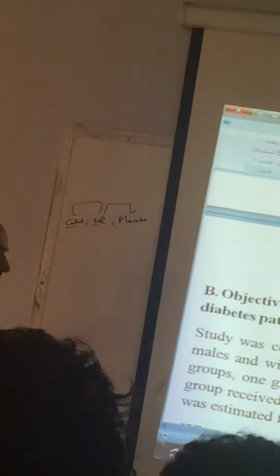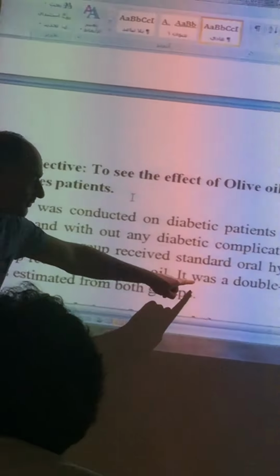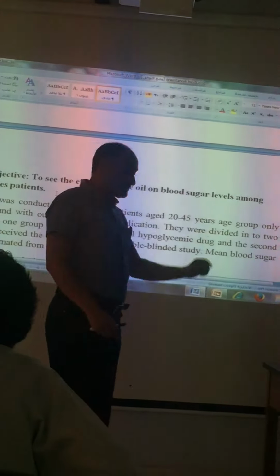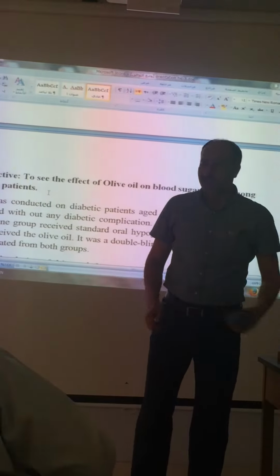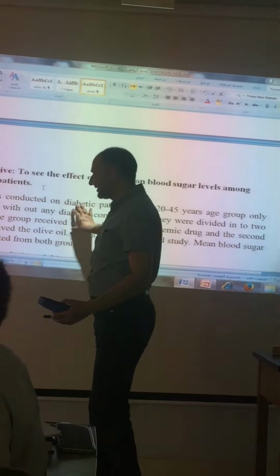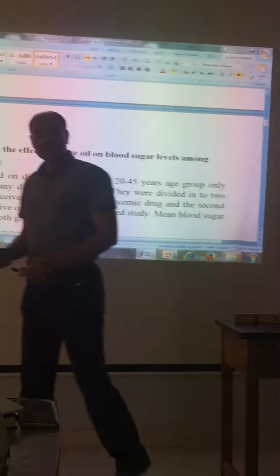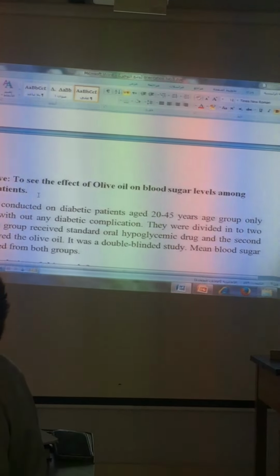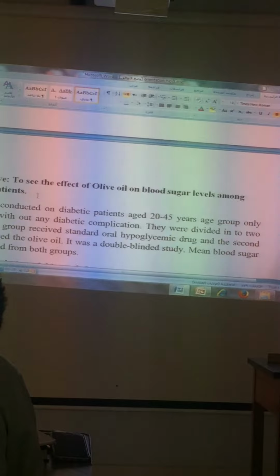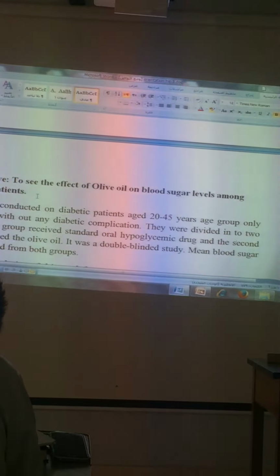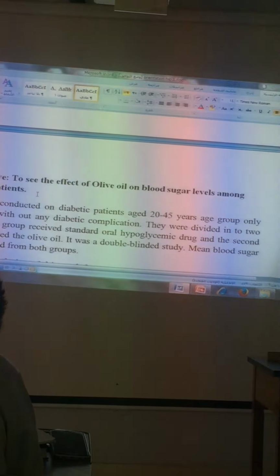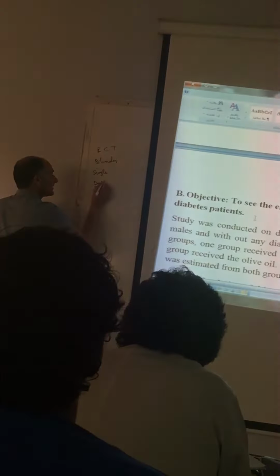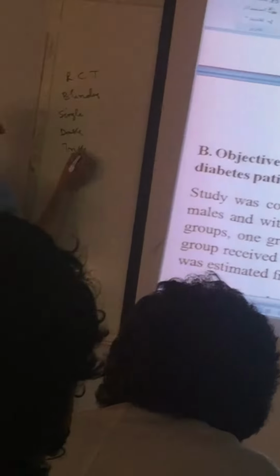No. So let's see. It was a double blind. Now I have to understand, when it's a blinded study, it means it's an RCT. From here, it's confirmed that it's a randomized controlled trial, RCT, because only in an RCT do you do blinding. So you do blinding. This may be single blind, this may be double blind, this may be triple blind.